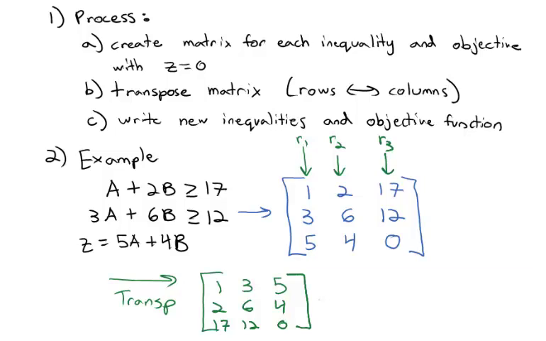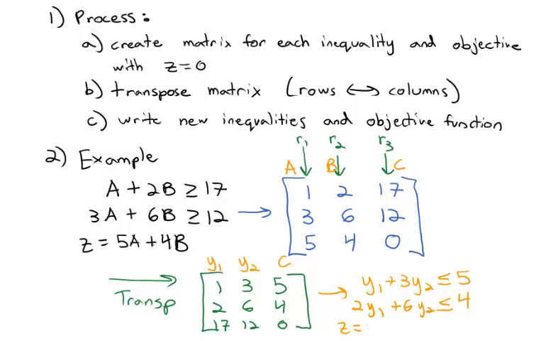This then we can convert to our inequalities. Before, when our matrix had columns for a, b, and the constants, now the columns represent what we used to call our slack variables, y1, y2, and the constants. So we've got y1 plus 3y2 is less than or equal to 5. 2y1 plus 6y2 is less than or equal to 4. And then our z is equal to 17y1 plus 12y2.